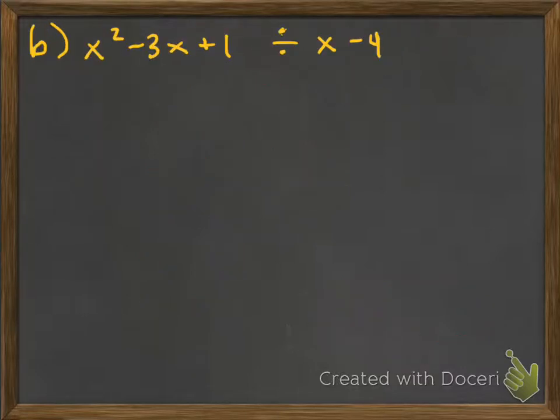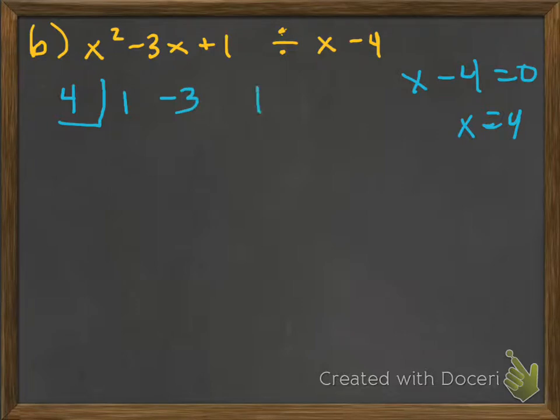Okay, so I'm looking at what I'm dividing by. So I have this x minus 4. So if I set x minus 4 equal to 0 and I solved, I would get a positive 4. So the value that goes in the box is a positive 4. And now I take my coefficients. So I have a 1x squared, I have a negative 3x, and I have a 1. And first step is to always drop that first value. So I drop the 1, and now it's a series of multiply, add, multiply, add.